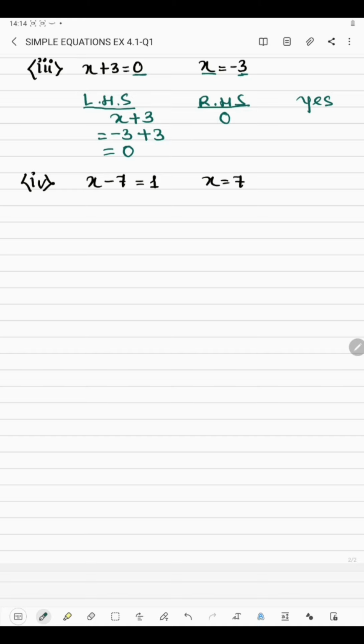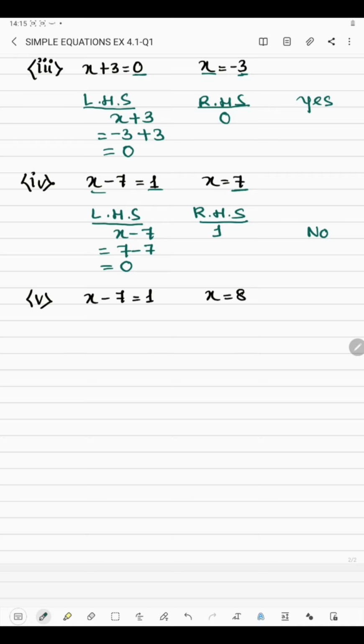Now in the fourth part we have x minus 7 is equal to 1, in which x minus 7 is there on the left. So we'll put that x minus 7, and in place of x we'll put the value of x, which is 7. So here 7 minus 7 is 0, but on the right hand side we have 1. So it's not equal, so we'll write no. Since left hand side is not equal to right hand side, we'll write no.